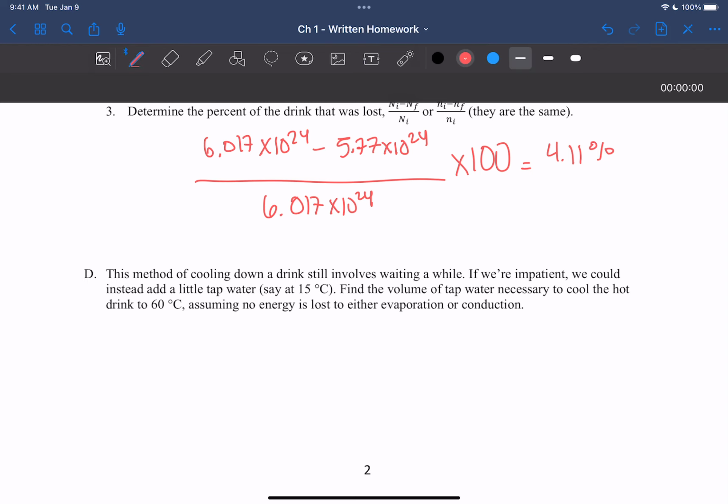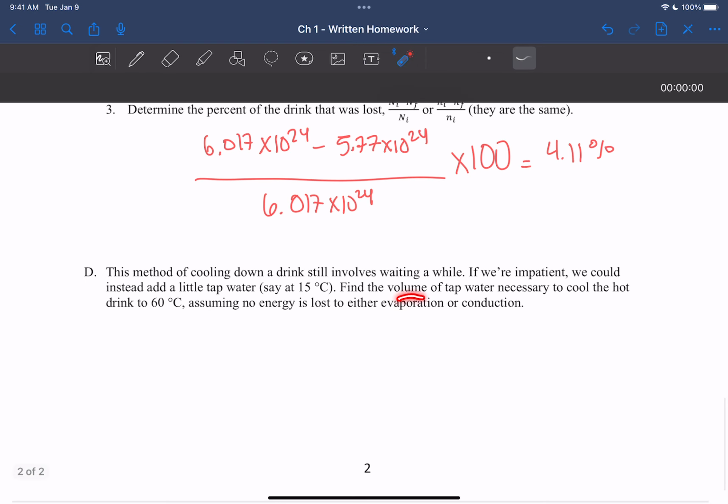Now this last part here, hopefully I can get this uploaded real soon, is this method of cooling down a drink still involves waiting a while. If we're impatient, we can instead add a little tap water, say at 15 degrees Celsius. Find the volume of tap water necessary to cool the hot drink to 60 degrees Celsius, assuming no energy is lost to either evaporation or conduction. So we're looking for the volume of tap water necessary to cool the drink to 60 degrees Celsius, right?